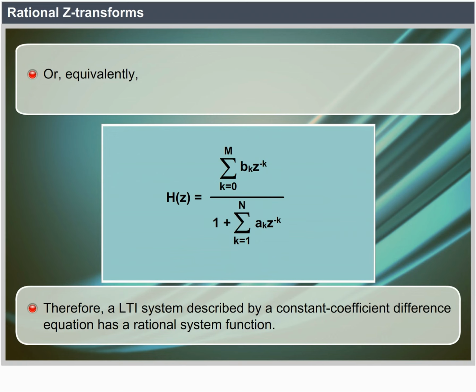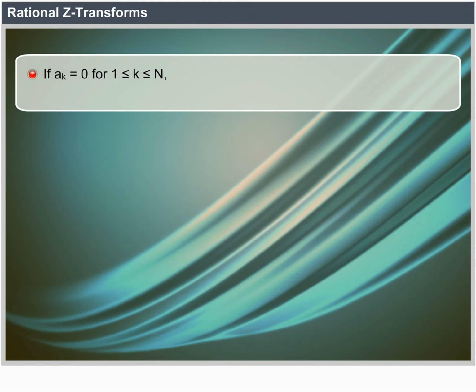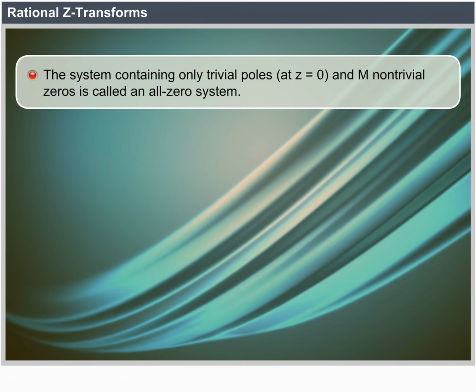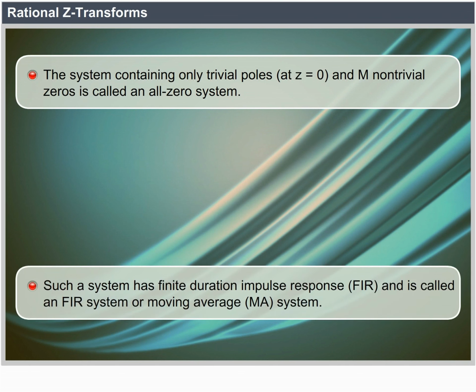If a_k equal to 0 for 1 less than or equal to k less than or equal to n, H(z) equal to summation k equal to 0 to m of b_k z^(-k), equal to 1 divided by z^m into summation k equal to 0 to m of b_k z^(m-k). The system containing only trivial poles at z equal to 0 and m non-trivial zeros is called an all-zero system. Such a system has a finite duration impulse response (FIR) and is called an FIR system or moving average system.